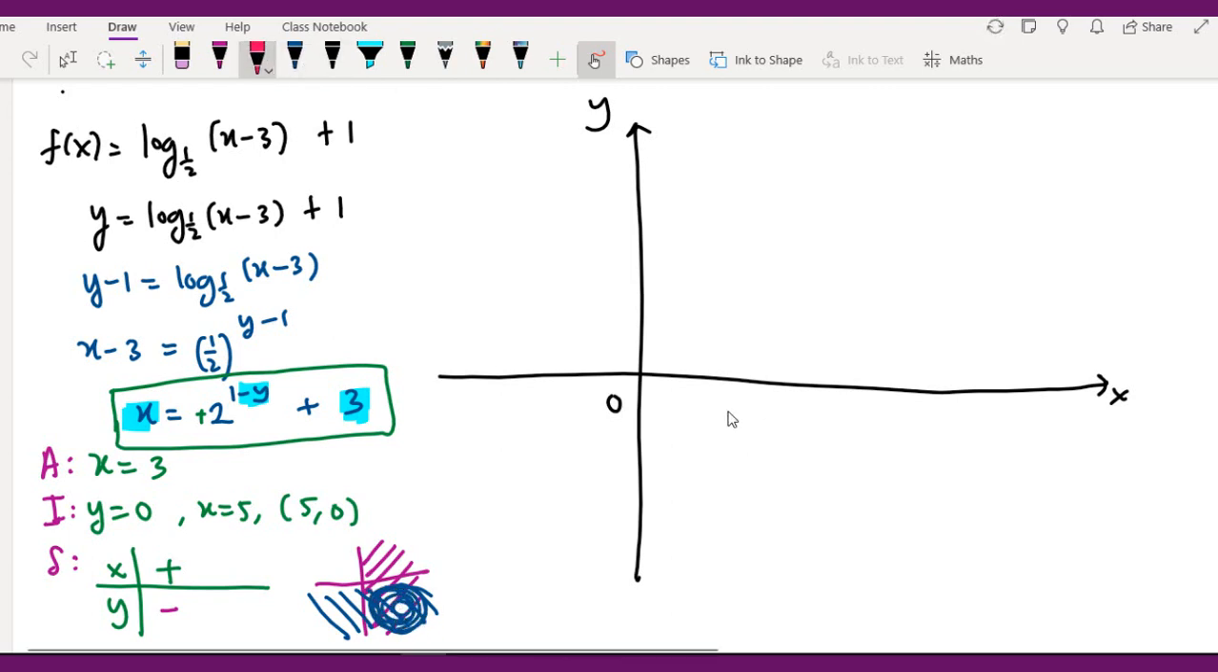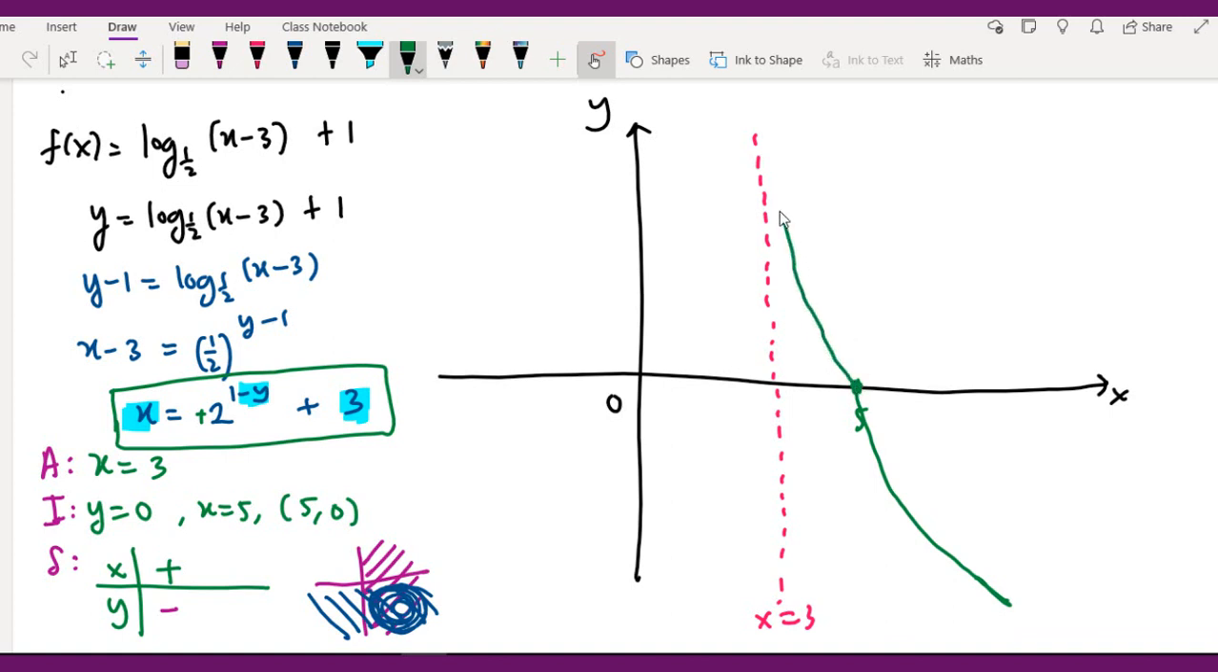Then let's sketch the graph. Okay, x equals 3 is a vertical asymptote. X equals 3. Then (5, 0) here. And then the graph starts from the fourth quadrant, up to this point (5, 0), and then up to here. This is considered the asymptote. This is the graph.